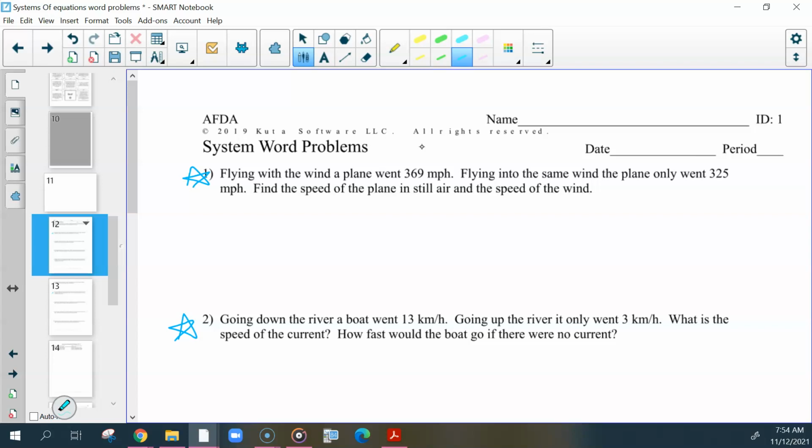So important things we have: when the plane was flying with the wind, it went 369 miles per hour. When it was flying into the wind, it went 325 miles per hour. And we're looking for the speed of the plane in still air, so with no wind, and the speed of the wind.